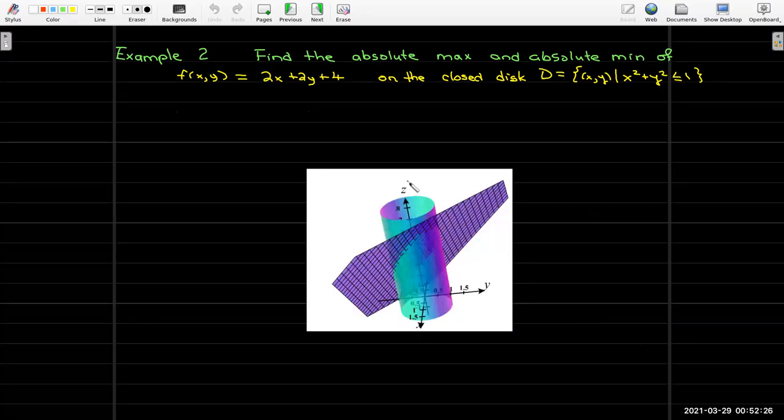And here's the picture of this particular problem. We have this plane. We're going over the unit circle, so I really want to look at the part of the plane where the cylinder, based on the unit circle, intersects the plane. That's going to be a curve, and on the curve there's going to be a high point and a low point corresponding to our absolute max and absolute min.